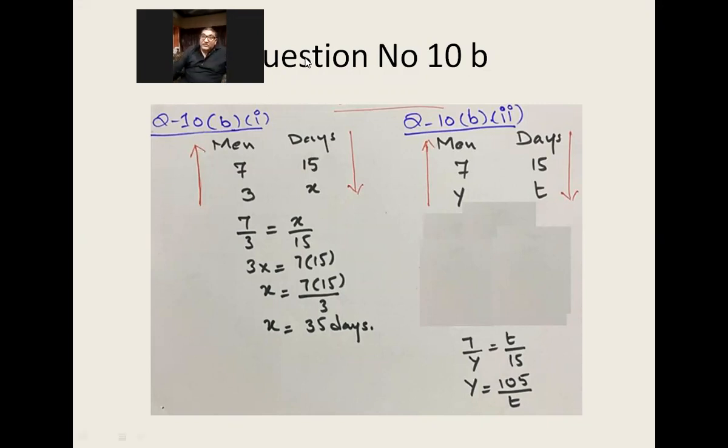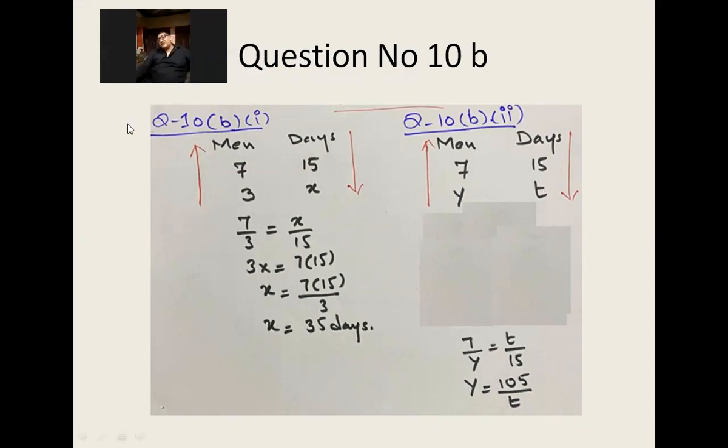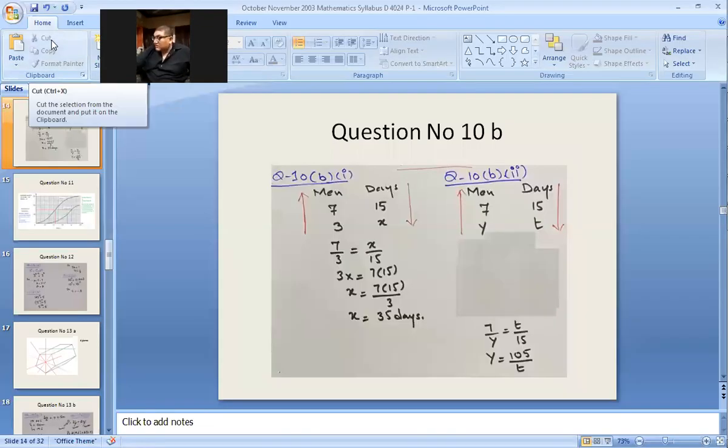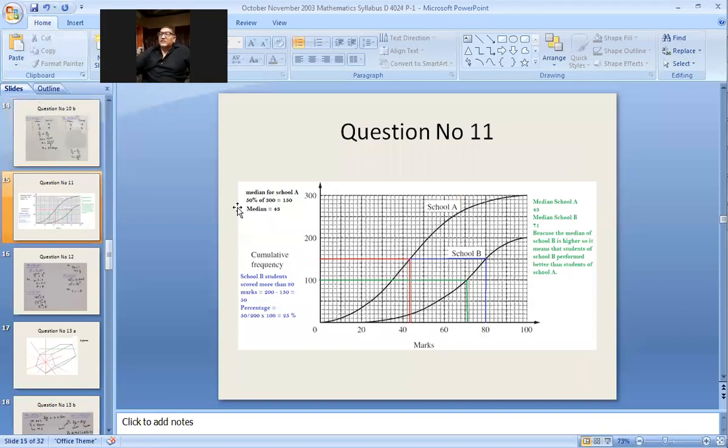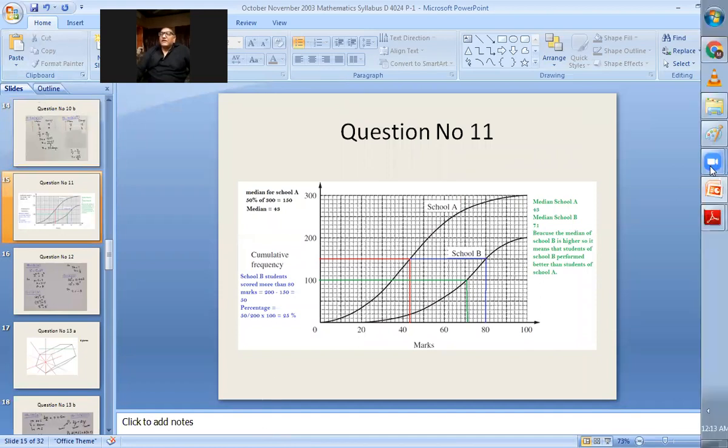So that's question number 10. The final answer is 105 divided by T. So let's move to the next part, and the next part is question number 11.